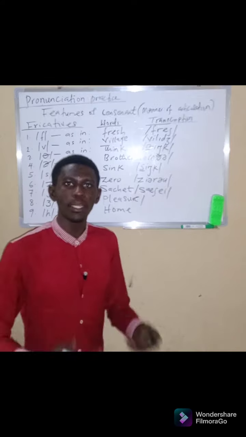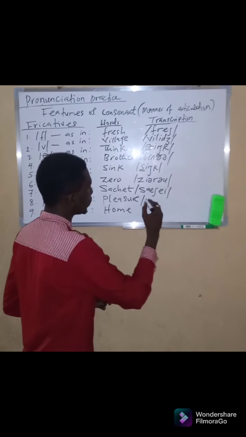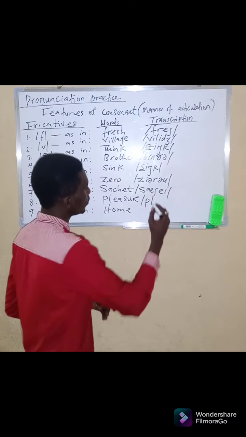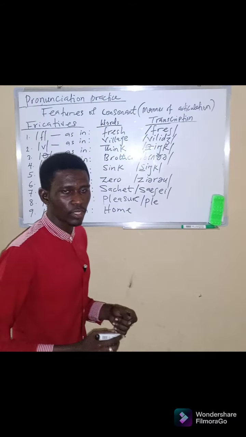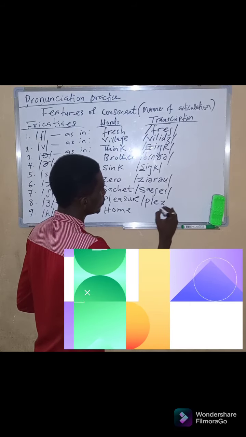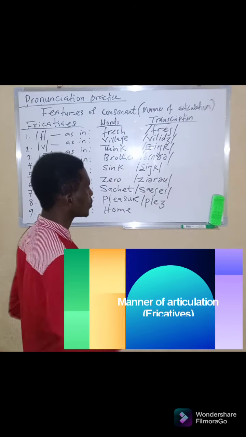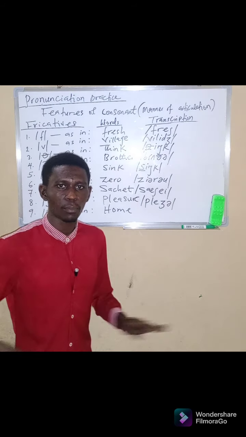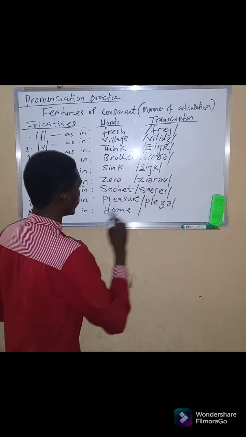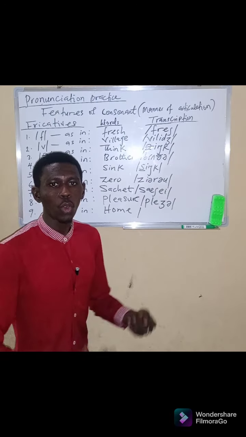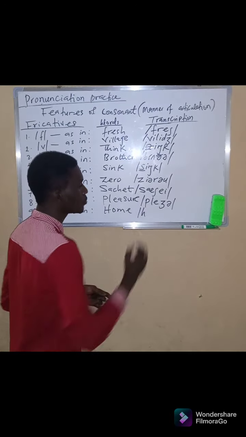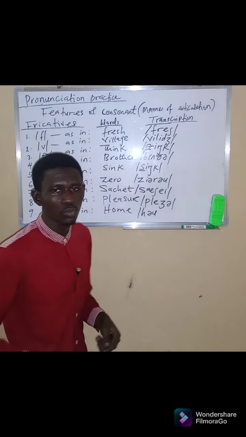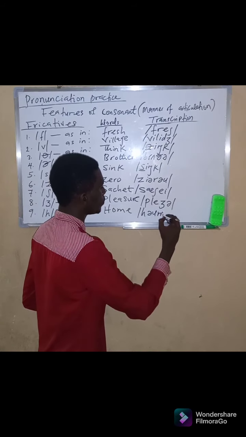Pleasure. In pleasure we have the p sound followed by the l. Ple. The short e sound, and j, the light j sound, and the schwa. So we have pleasure. The last word, home. Home has the h sound, o sound, the diphthong o, and m.